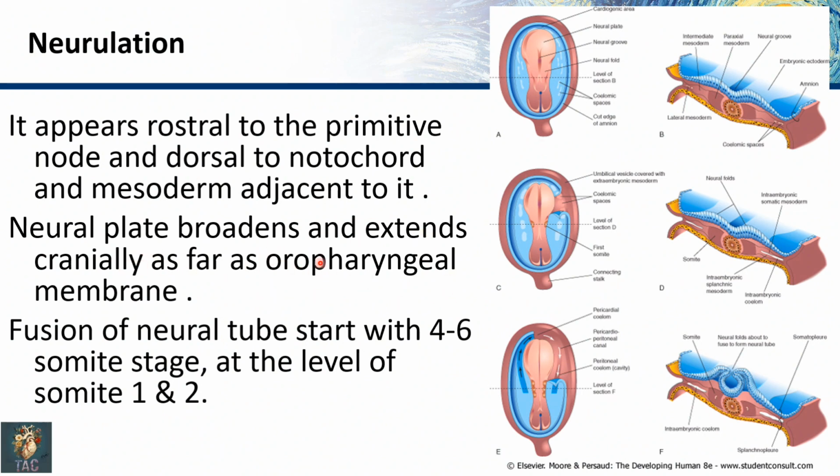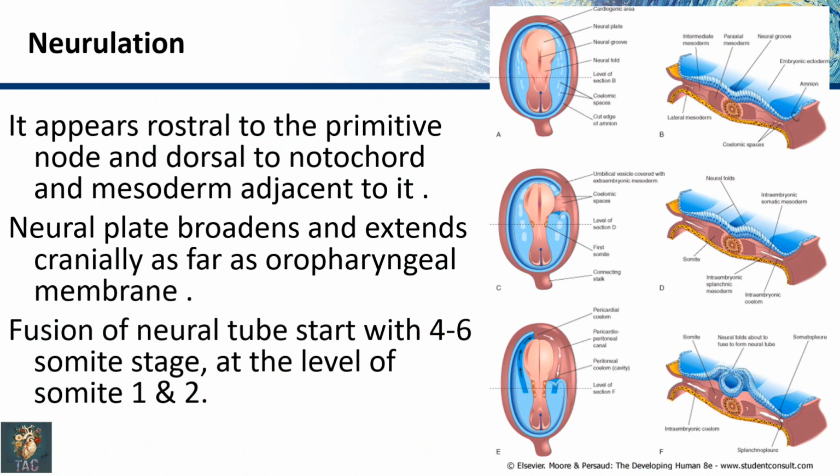Fusion of the neural tube starts with the 4 to 6 somite stage at the level of somite 1 and 2. Usually in the cervical region, first fusion starts and usually this fusion occurs in the region of the 5th somite. That is, in general it is 4 to 6 somite, and here fusion starts, then this fusion moves both cranially and caudally.